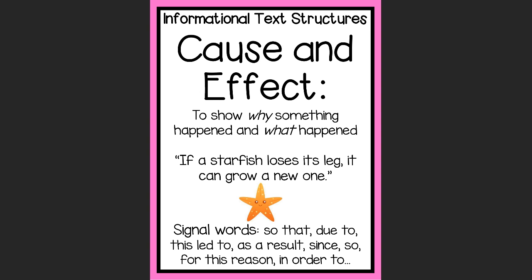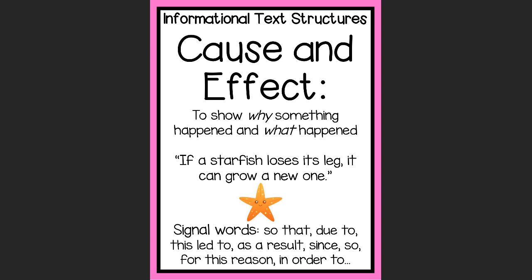And the example they have with the starfish is that if a starfish loses its leg, it can grow a new one. And this is something that I actually didn't realize. I thought that if they lost a leg, it was gone. But I guess with a starfish, if they lose it, it just grows a new one. It's kind of like an octopus. They do the same thing.